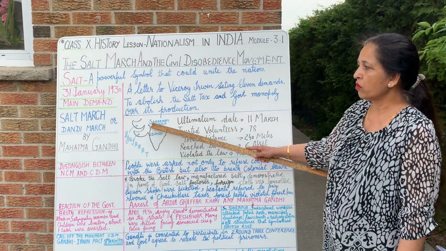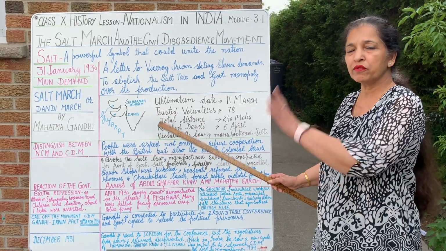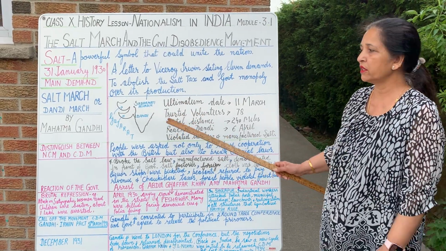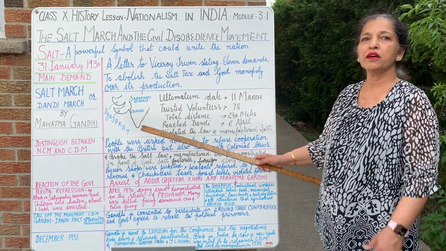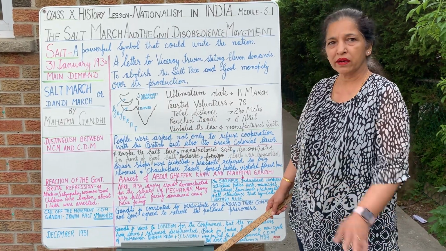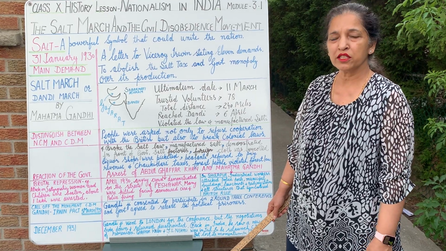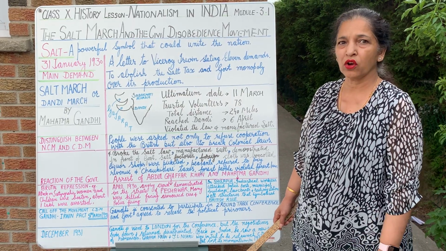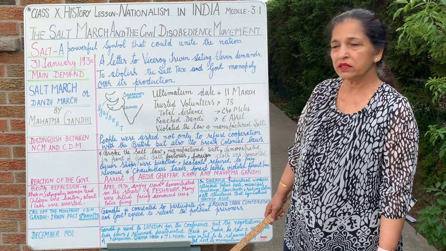There, ceremonially, they manufactured the salt and broke the salt law. On the way, people from nearby villages gathered to hear Mahatma Gandhi. He appealed to the people to participate collectively in the nationalist movement. They would defy the British law, but by non-violent methods.